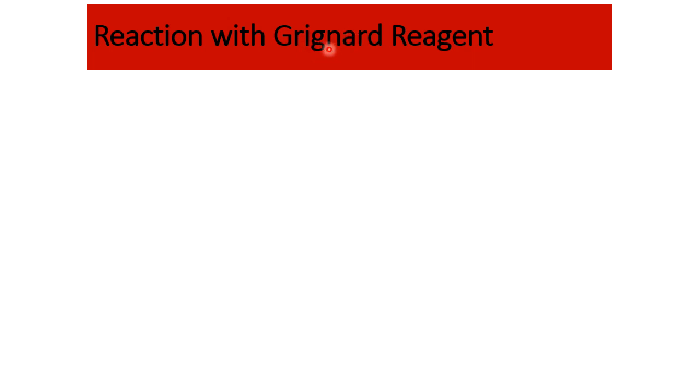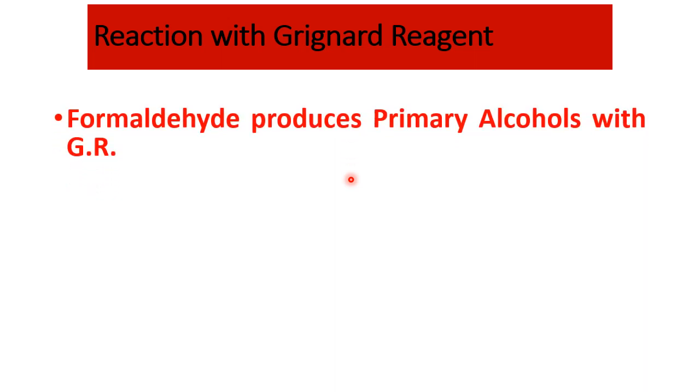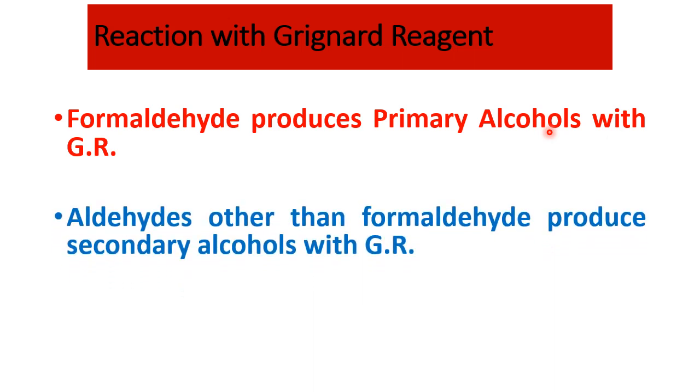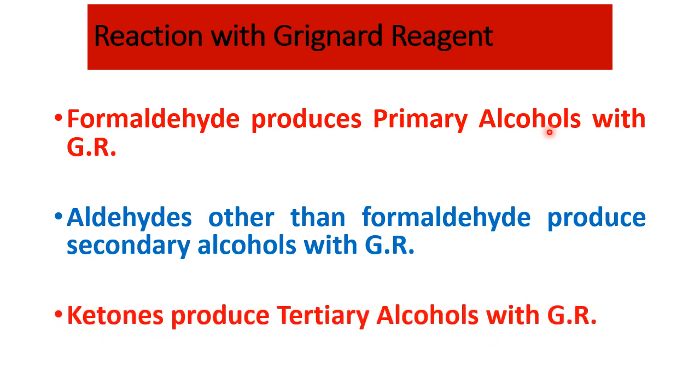This is another reaction which is nothing but a nucleophilic addition reaction, and this reaction is with Grignard reagent. It is a very important reaction which can be used for the preparation of primary, secondary, and tertiary alcohols. When we react Grignard reagent, various types of Grignard reagents, with formaldehyde, we will get different types of primary alcohols. When we are using aldehydes other than formaldehyde, then we'll get secondary alcohols. And when we are using ketones, then we'll be able to get tertiary alcohols from Grignard reagent and ketones. So this is how we can complete these preparations of primary, secondary, and tertiary alcohols.